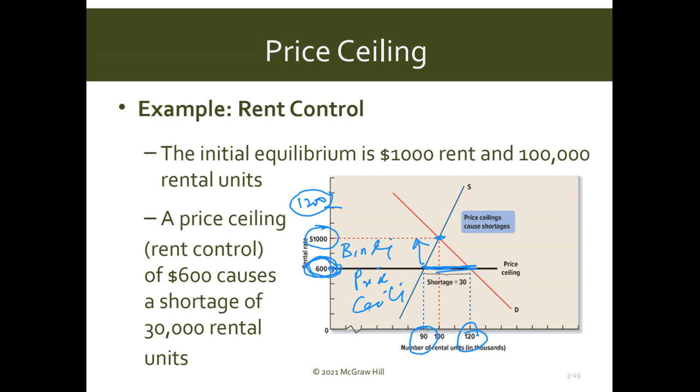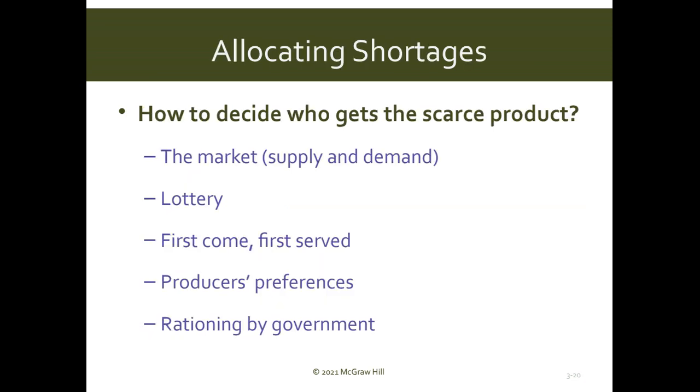That is, whoever can pay this $90 will get these apartments. Lottery system, where they have all the 120 applications and then just draw their names, and the first 90 will get the apartments. First come, first served. That's another possibility.